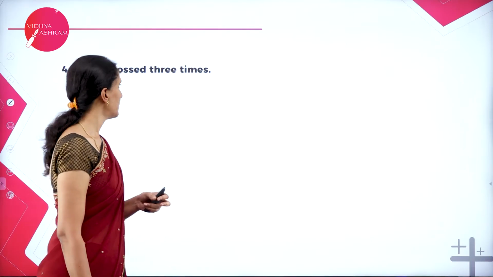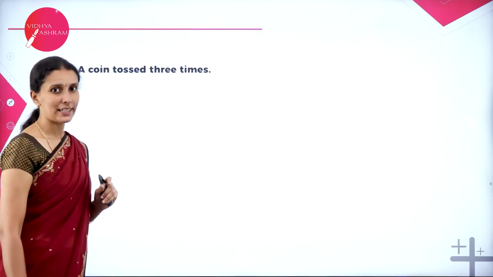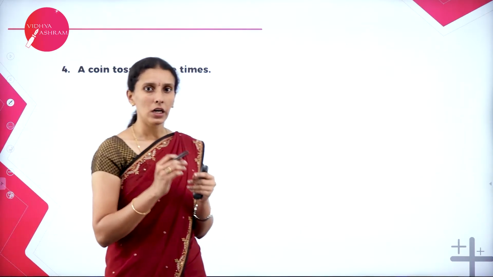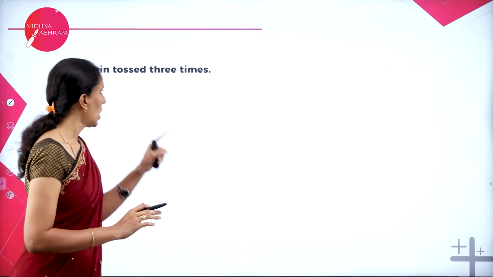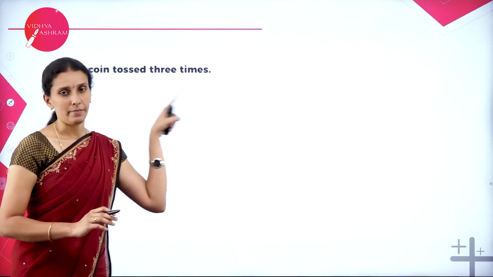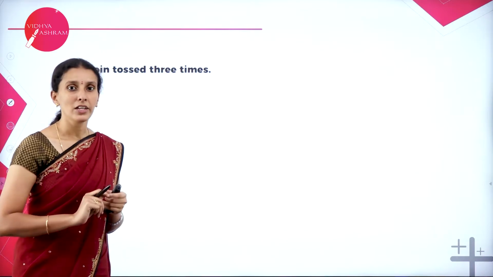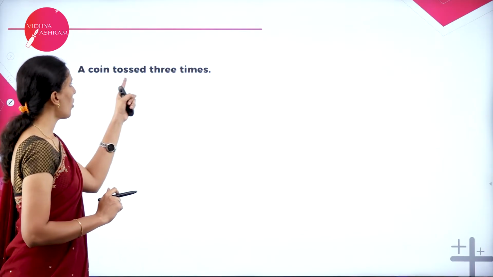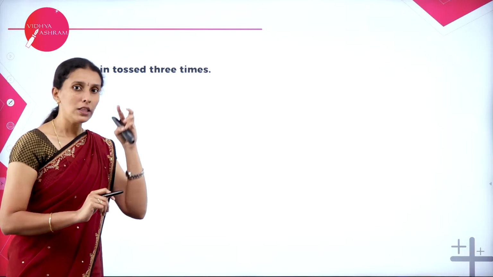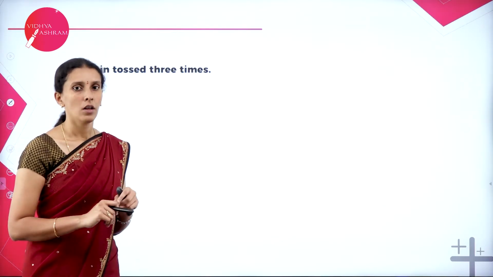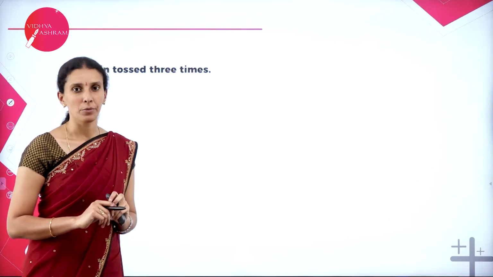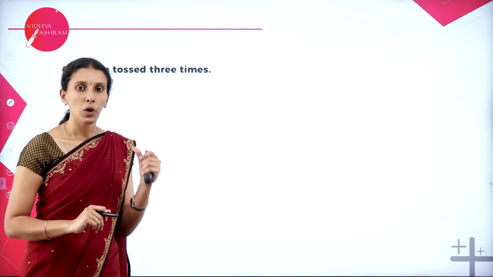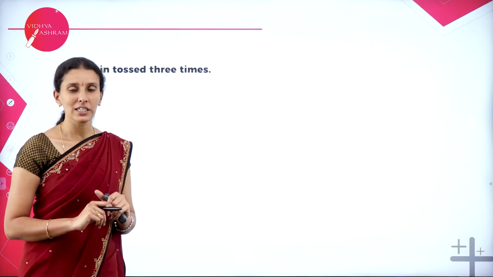The next one is a coin tossed 3 times. Remember, a coin tossed 3 times, or 3 coins tossed at the same time, is nothing but 1 trial. So if you toss a coin 3 times, all 3 times you might get head, or first 2 times head and the next time tail, or all 3 times you might get tail. Like this, what are the possibilities you can get for this experiment?